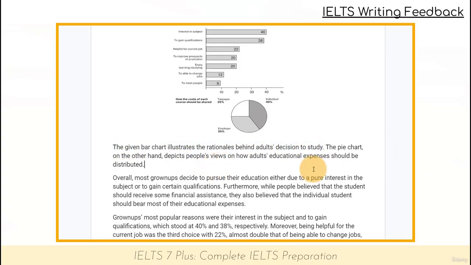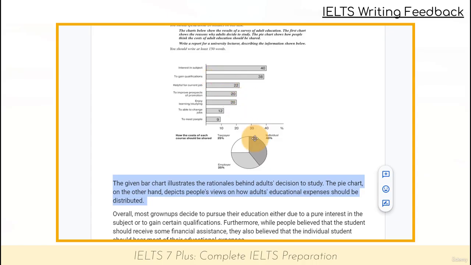A nice paraphrase. The pie chart, on the other hand, depicts people's views on how adults' educational expenses should be distributed. Okay, interesting. So I like the way that they've used two sentences to introduce this report. Generally, 98% of the time, it's just a one sentence paraphrase.